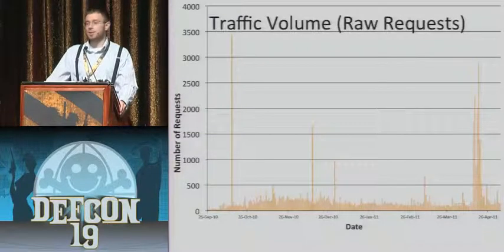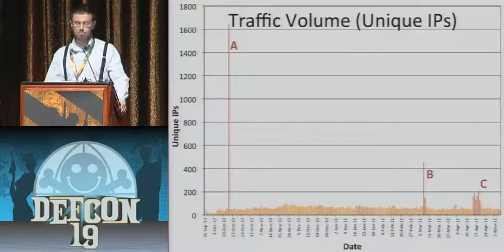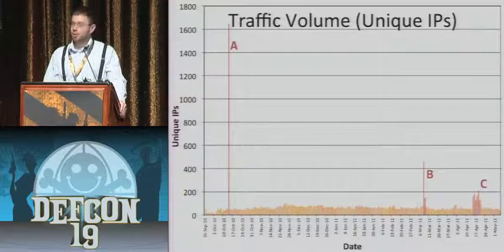But raw requests isn't necessarily a fair comparison, since maybe some machines out there get in a loop and you have one guy requesting the same resource over and over again. So here instead is the traffic volume by unique IP address per day. Some of the peaks disappear, but others still remain. Aside from the steady stream of background noise, there are 3 major events labeled here as A, B, and C. Each of these was caused by bit squatting, and I will get into detail on these in the next few slides.